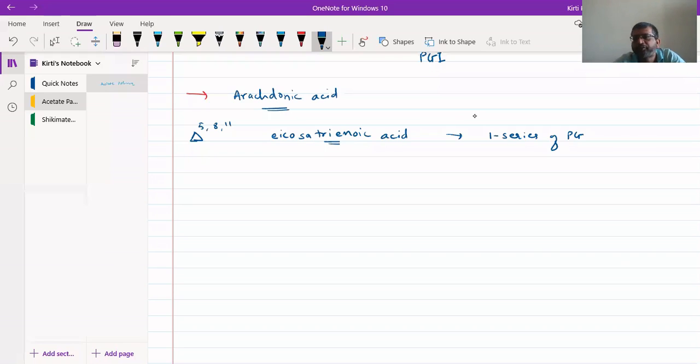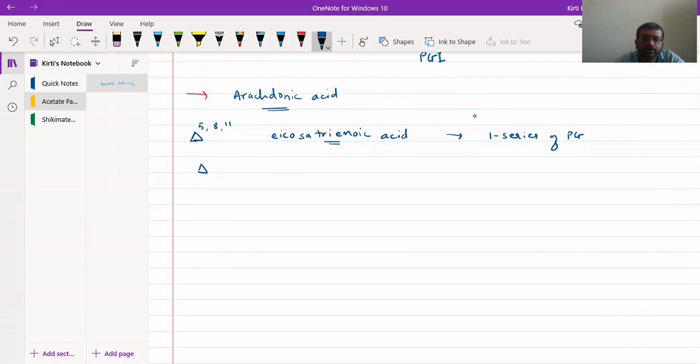यहाँ पे जो 3 डबल बॉन्ड्स होते हैं, 3 में से 2 डबल बॉन्ड्स हमारे हमेशा साइक्लोपेंटेन रिंग बनाने में काम में आते हैं. तो बाकी का जो एक्स्ट्रा डबल बॉन्ड बचता है वो हमारे प्रोस्टाग्लैंडिन में रहता है. That becomes a part of the prostaglandin. So here 3 double bonds are there, 2 double bonds will go into the cyclopentane ring, एक बचेगा. So it will give rise to one series.